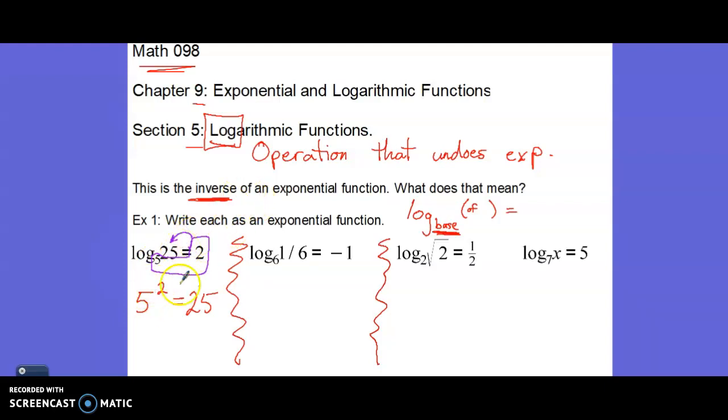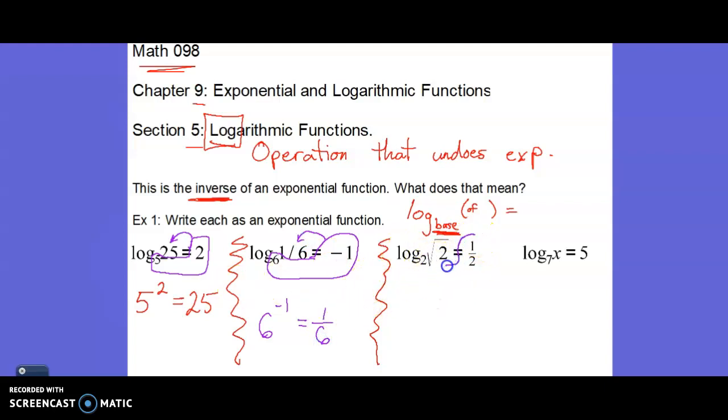And for right now, it shouldn't make perfect sense because it's true that 5 squared equals 25, but down the road, we're going to get to more complicated things. So if we follow that same pattern with the base, 6 to the negative first power is equal to this number, 1/6. That's absolutely true.